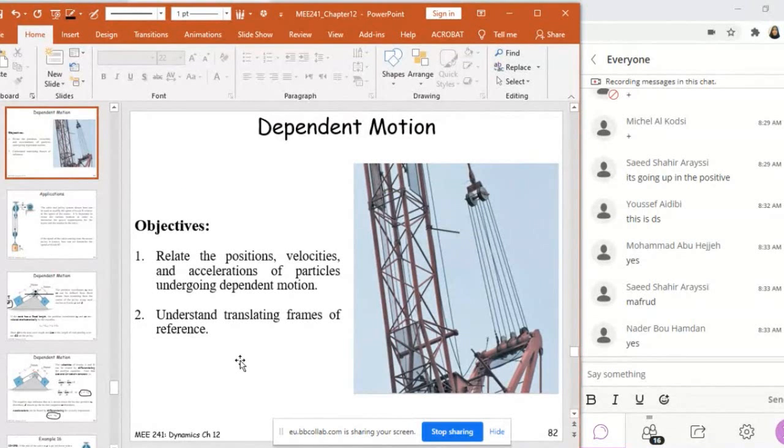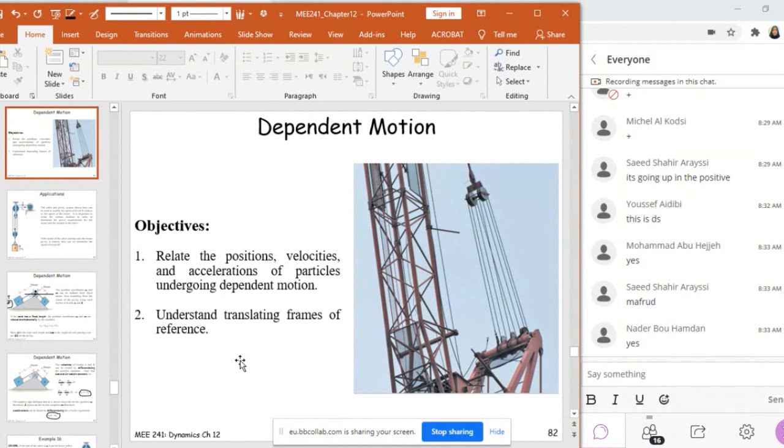Start with the dependent motion. So guys, what about dependent motion? What do you think? What about dependent motion? Dependent motion means that one motion depends upon another, right? So if I know the motion of A and B depends on A, I can know the motion of B as well as the acceleration of B.